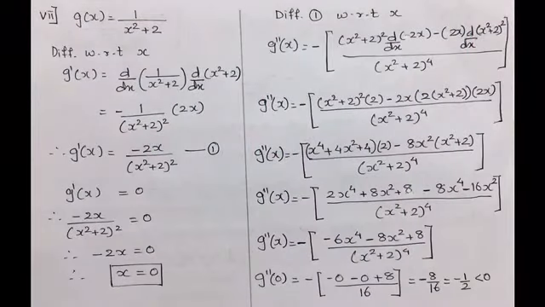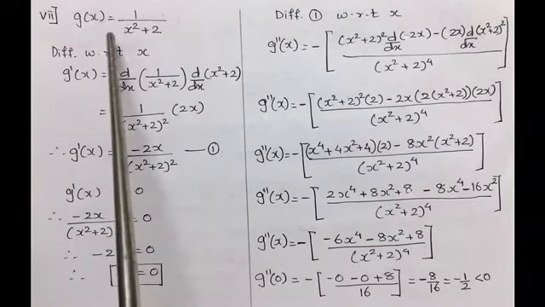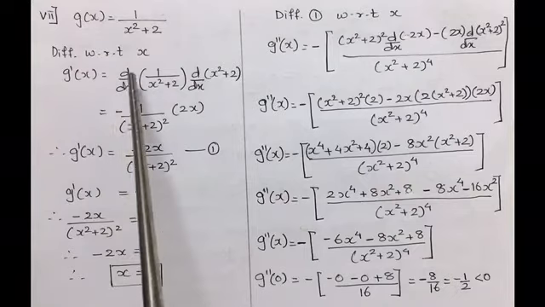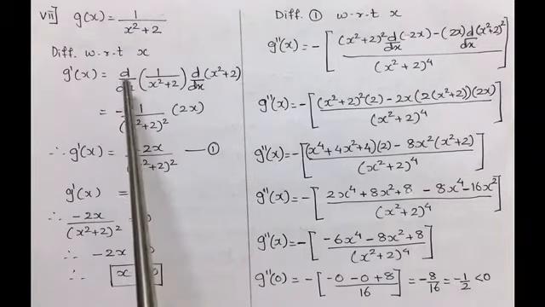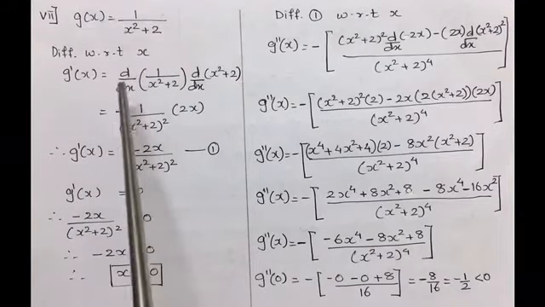Question number 3, seventh one. g of x is given as 1 upon x square plus 2. Now again we have to calculate local maximum and minimum here. So we need to differentiate it with respect to x.